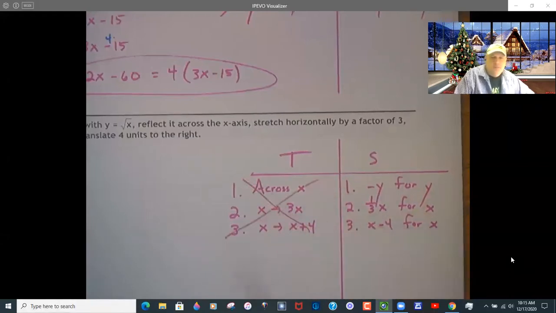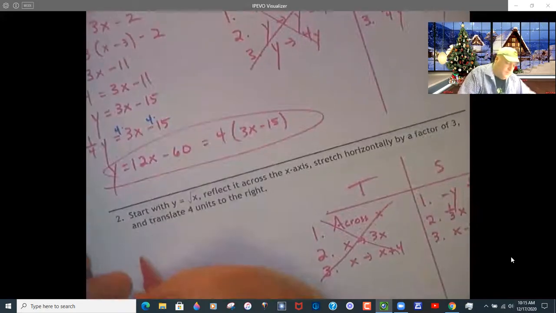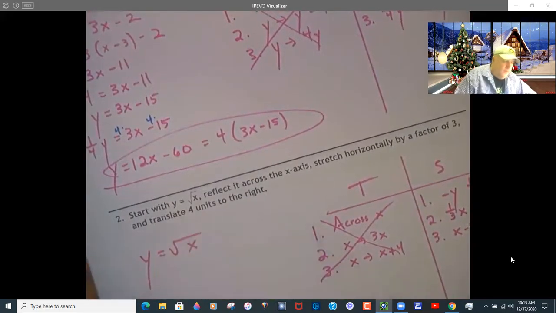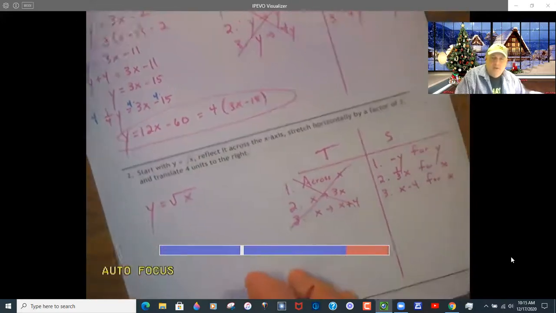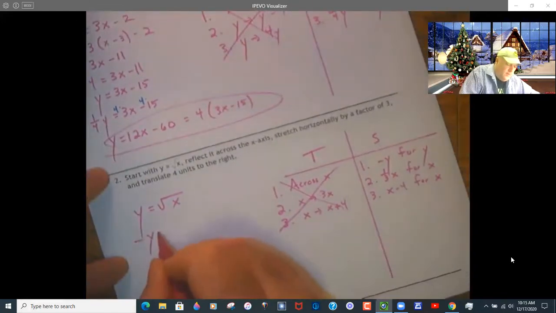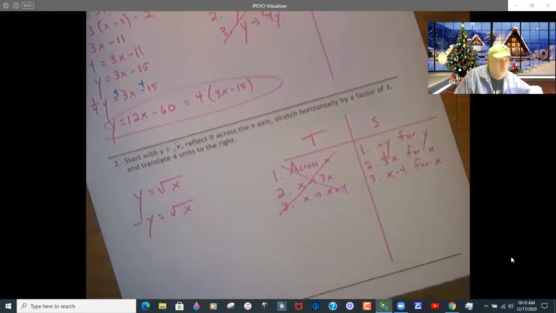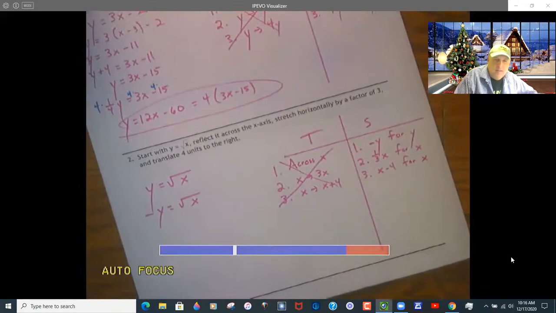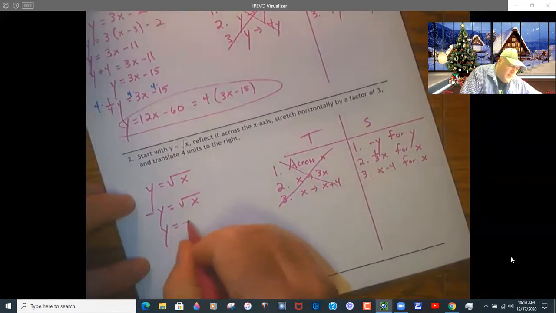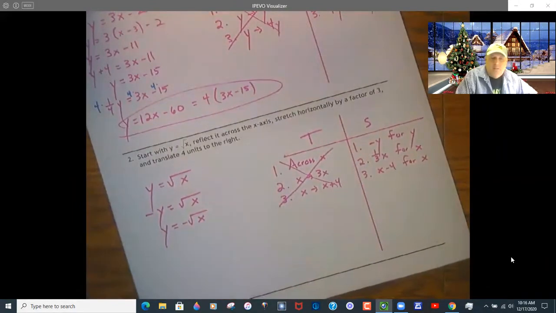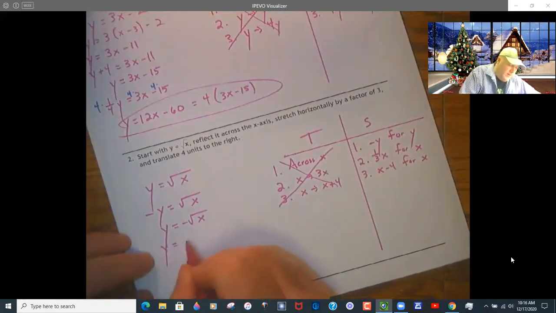Now we're done with this. Don't look there anymore. This is everything we're going to do. The T stands for transformation. The S stands for substitution. So start with what's called the parent function. Negative y goes in for y. Okay, well, solve for y. Anytime you replace in for y, you have to solve for y. Run the negative to the other side. 1/3 x in for x.